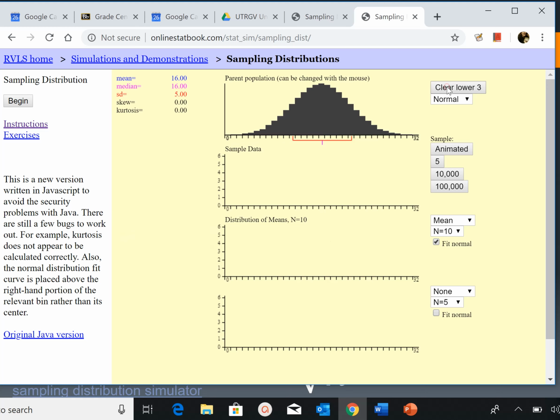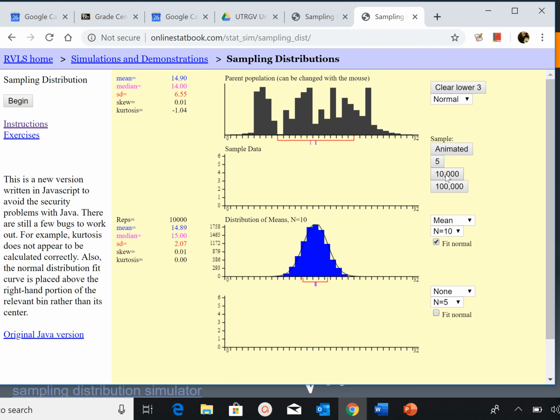Let's clear this out, and let's make a really funky distribution. Let's make it look like a skyline of some city. And we've got a funky looking distribution here. It's certainly not a normal distribution. So what do you think will happen if we take 10,000 samples from this funky distribution? We get a normal distribution in the means. So what you've just experienced is the beauty of the central limit theorem.